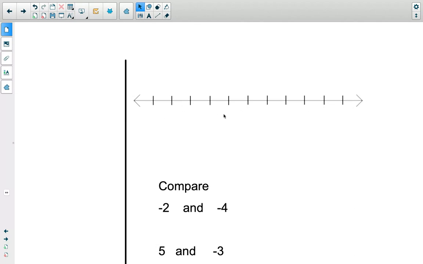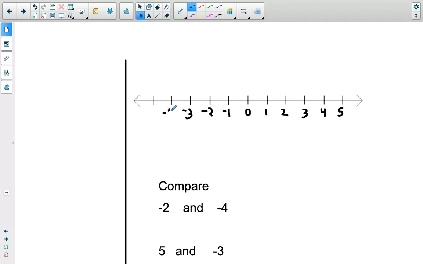So I want you to draw a number line in your notebook. You don't need a lot of numbers on it. I'm going to start with 0, then 1, 2, 3, 4, and 5. And then to the left of 0, I'm going to have -1. Remember, it's just counting the same way, only it's right to left instead of left to right. -2, -3, -4, and -5.